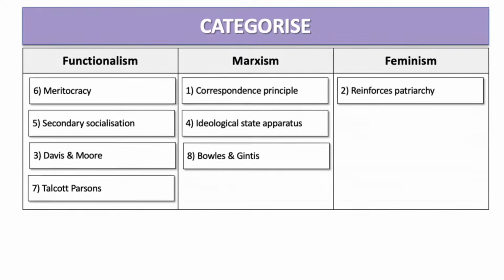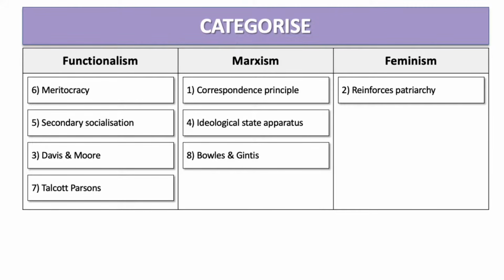Let's have a look. Under functionalism, as lots of you got, meritocracy, secondary socialisation, Davis and Moore, who talked about how an unequal system of rewards is necessary in order to get meritocratic role allocation, because people will work harder for the higher paid jobs. And we've got Talcott Parsons as well, so we've got some key functionalists and some key functionalist ideas. Marxism, we've got the correspondence principle, which we've talked about a lot today, but also the ideological state apparatus. And we've got Bowles and Gintis, who came up with the correspondence principle. And we've got one lonely feminism concept there, the idea that education might reinforce patriarchy, which we haven't really discussed today, but there are lots of things we could say about that.